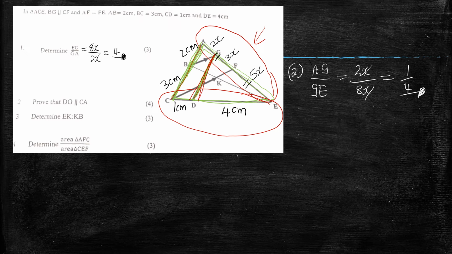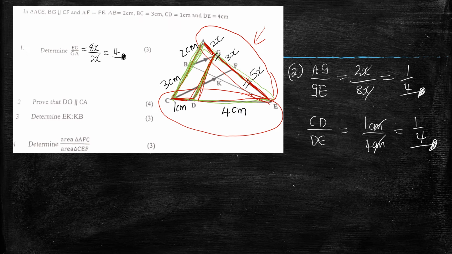So that's the ratio of AG over GE there. Okay, we're going to get the ratio of this one over this one again, and you can see it's also 1 over 4. But let's go and show them. CD over DE is equal to 1 centimeter over 4 centimeters, which is 1 over 4. Okay, so that will be 1 over 4.